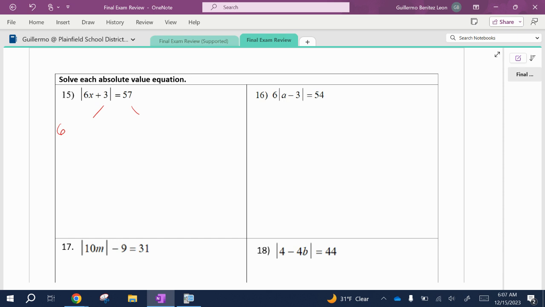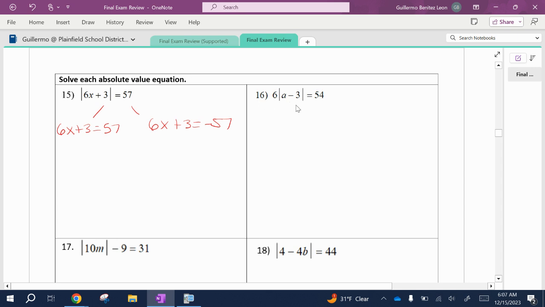So 6x plus 3 equals 57. 6x plus 3 equals -57. Remember, we create a positive case and a negative case because there are two sides of 0. There's a positive side and a negative side. From here, I know you can solve that one on your own, so I'm going to stop there. I'm going to focus more on 16.